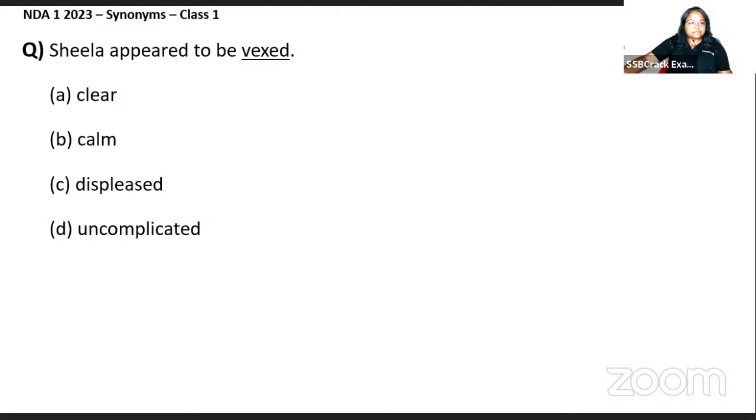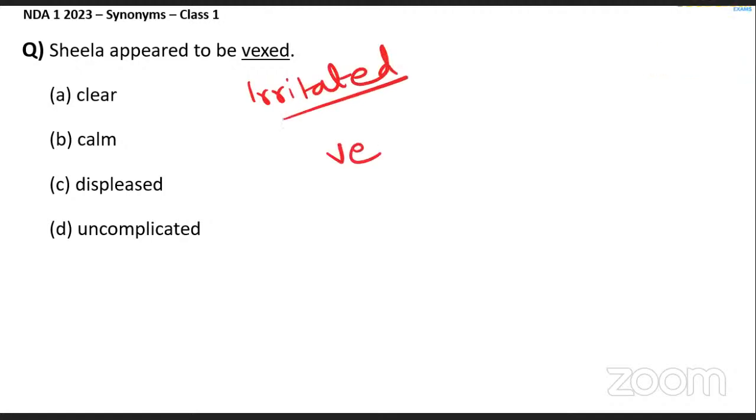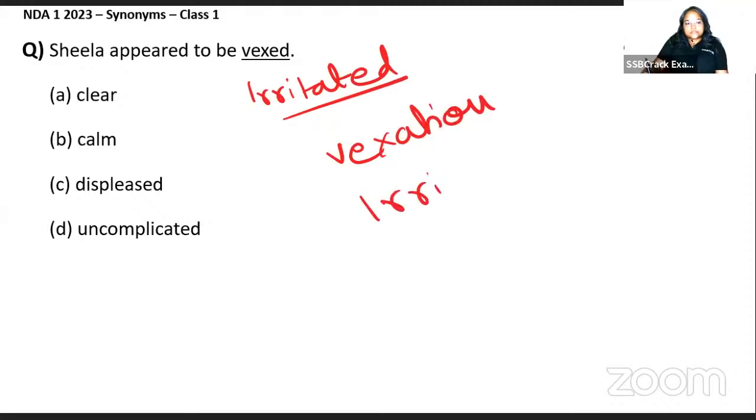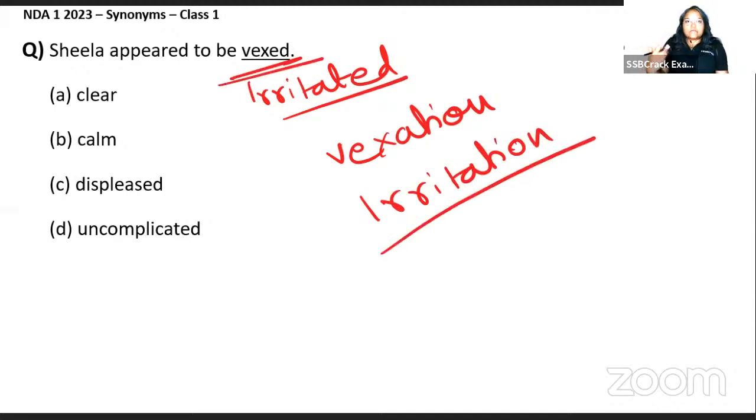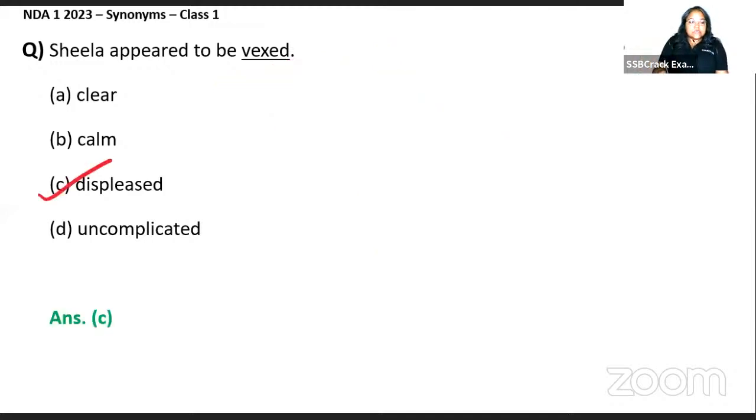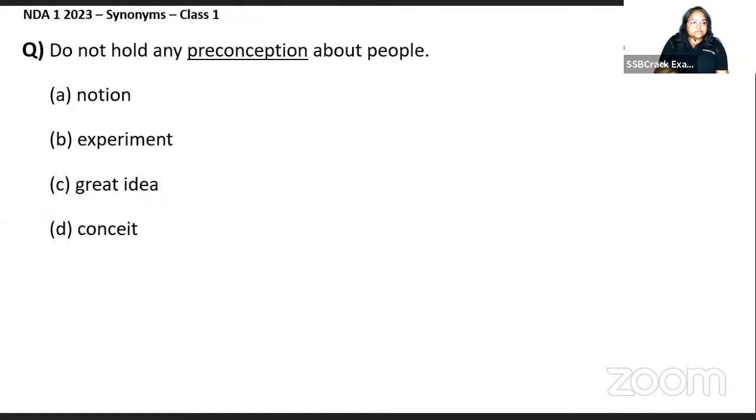Vexed का synonym. Ma'am, clear. Option A. What do you mean by vexed? If I am vexed, I am irritated. Option C, ma'am, displeased. So vexation means irritation, annoyed, है ना? So vexed का मतलब है अगर आप किसी चीज से irritated हो, annoyed हो, you are vexed. So our answer will be option C, displeased. When you are not happy or pleased with something, you are irritated, you are annoyed, you are vexed. Very good.